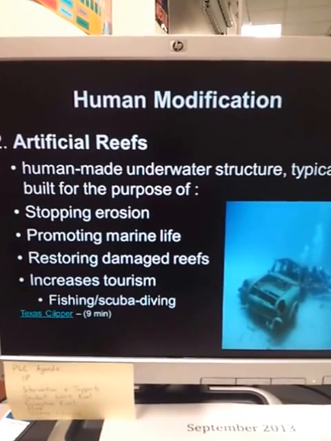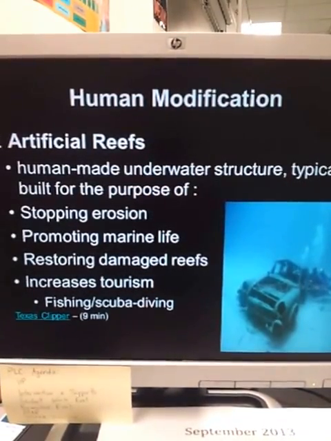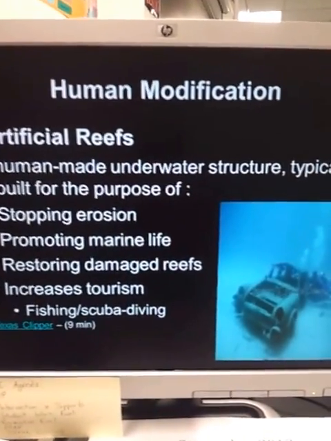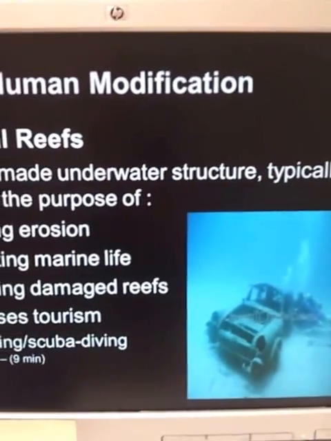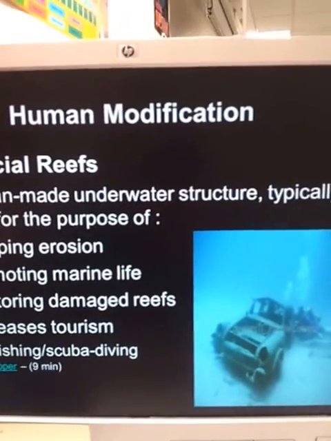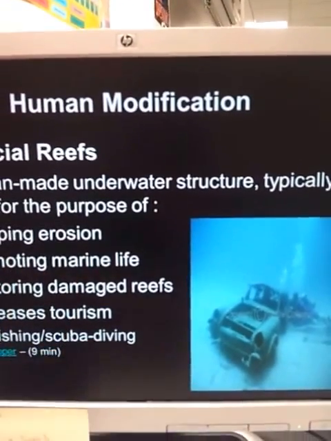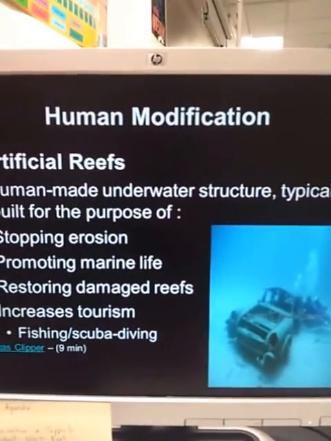We're not going to watch that video right now. We'll watch that in class later on. But overall, and you see in the picture there's a car with a diver. That car could be a human-made artificial reef. So what is an artificial reef? It promotes marine life. That's pretty much the one that we're most concerned with.